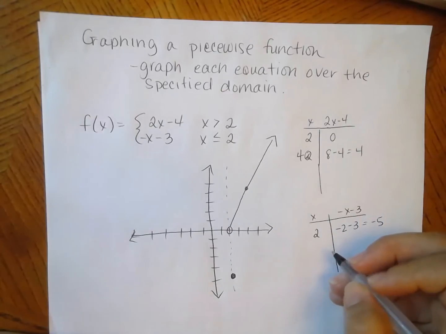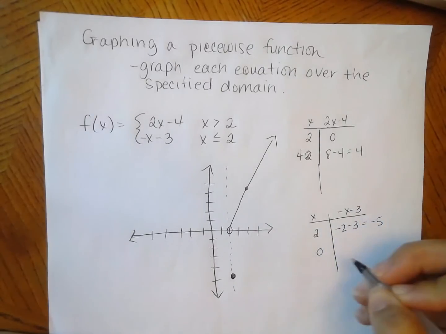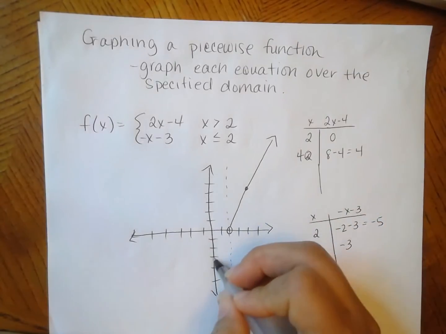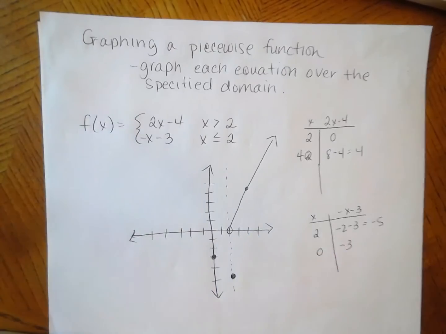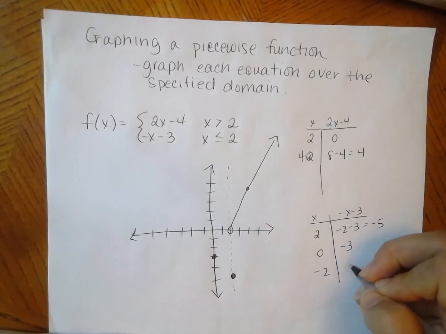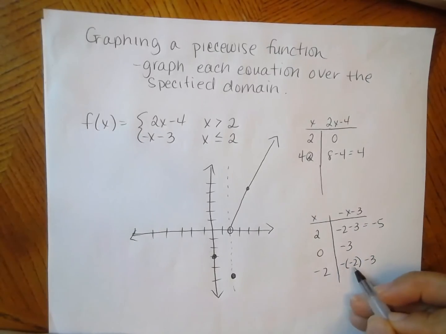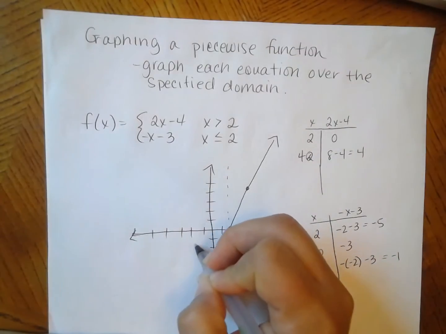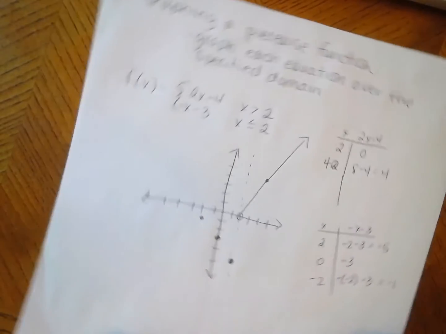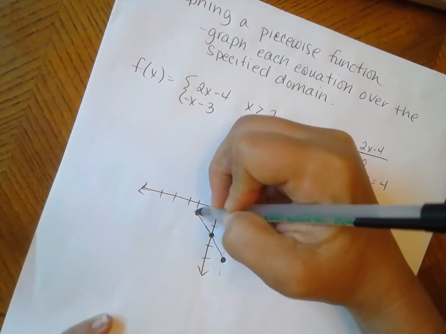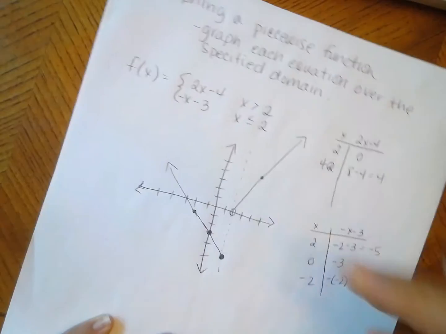So let me pick another value. How about if I plug in 0? If I plug in 0, then my value here is negative 3, and so I have this point here. Let me just plot one more point on the other side. Maybe negative 2 will work. If I plug in negative 2, then that gives me minus negative 2 minus 3. So this actually becomes positive 2 minus 3, which is negative 1. So I have this point here as my third point. Again, it looks like a line, and this one gets an arrow going in this direction.